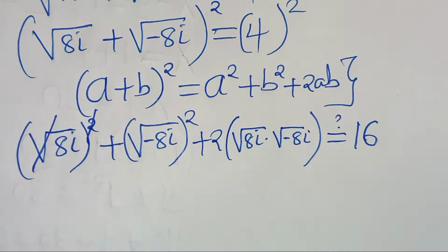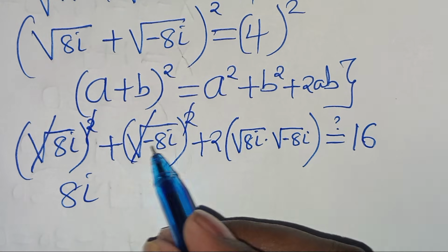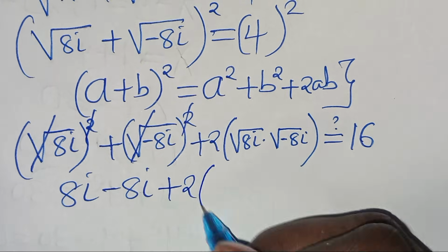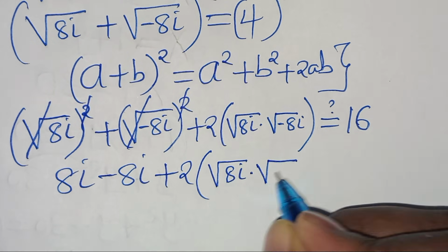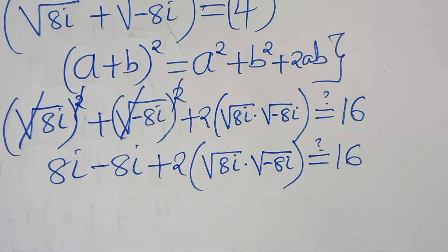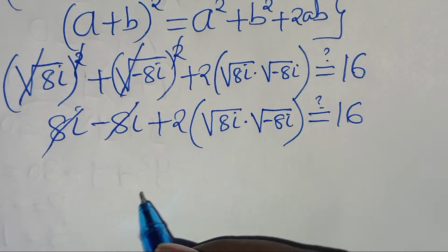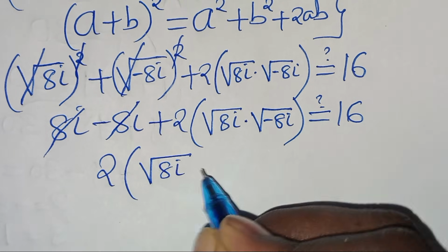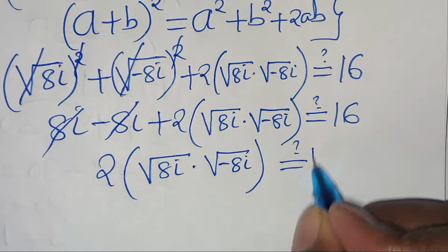Let's eliminate the square root sign here. This is 8i. Then again we eliminate it here, plus times minus 8i, this is -8i. Then plus 2, in the parentheses, the square root of 8i times the square root of -8i. This is supposed to give us a value of 16. So 8i minus 8i is equal to 0, so that we have 2 in the parentheses, the square root of 8i times the square root of -8i. This should give us a value of 16.